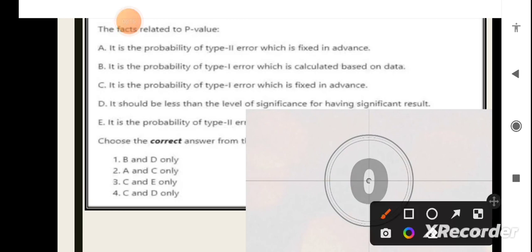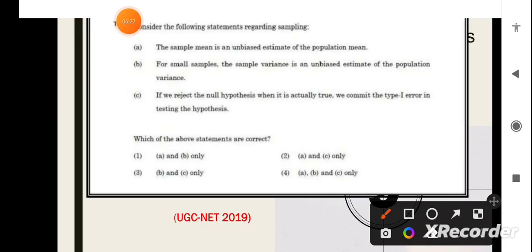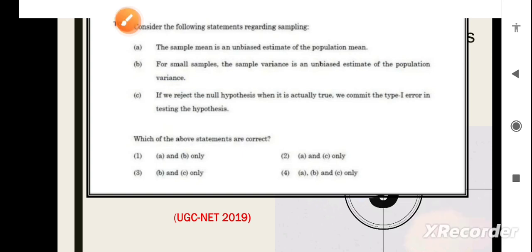So here our correct option will be option A, that is B and D. Next question is, which of the following statements regarding sampling are correct? Statement A is, the sample mean is an unbiased estimate of the population mean. Statement B is, for small samples the sample variance is an unbiased estimate of the population variance. Statement C is, if we reject the null hypothesis when it is actually true, we commit the type 1 error in testing the hypothesis.